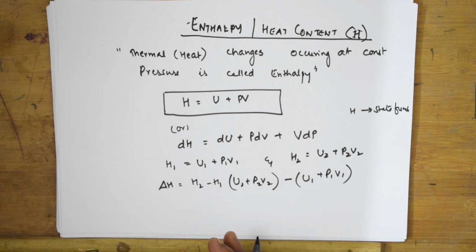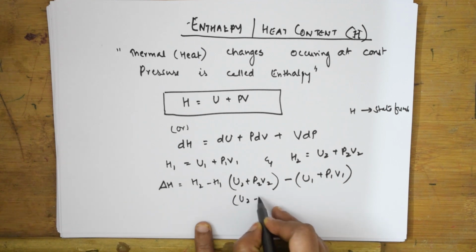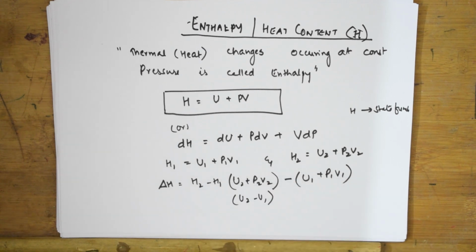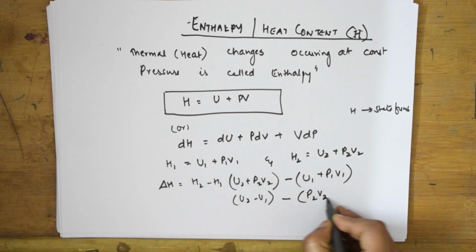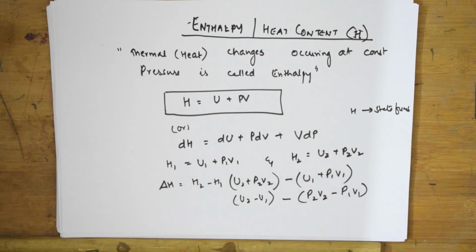So now collectively I'll get all the U terms together, and all the P terms together. So when I collect this, what do I get? I get U2 minus U1, minus of, getting the P terms here, P2 V2 minus P1 V1. Is it fine? Yes. What is this now? H2 minus H1 is nothing but delta H, isn't it? The same thing. So we have U2 minus U1 here, and P2 V2 minus P1 V1 here.